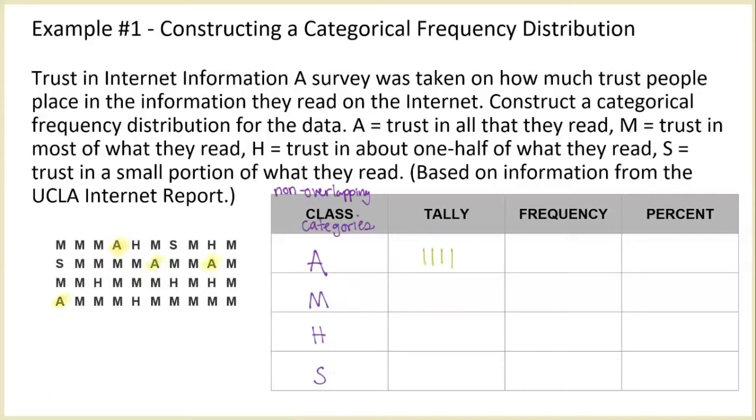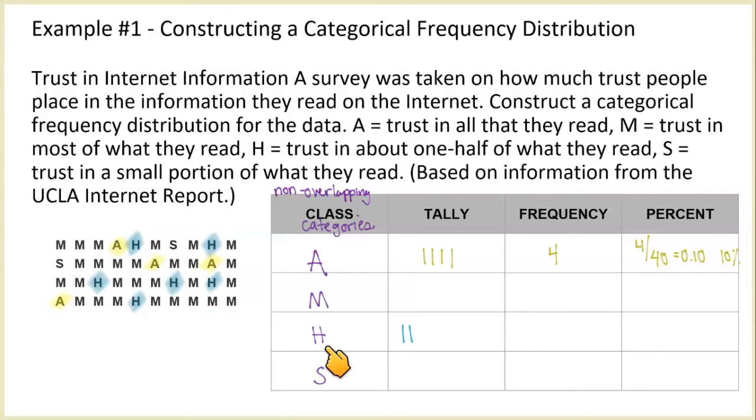If we go through and do this part really quickly, we can see that there are 4 A's. So I would put 4 marks for tally. Frequency is 4. And 4 out of the 40 represent the number of A's, which is about 10%. So 10% of the distribution represents individuals who trust everything that they read on the internet. And then we do the same thing for each one of the other categories.